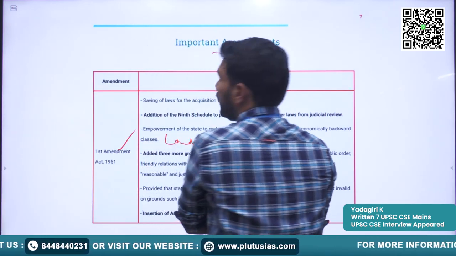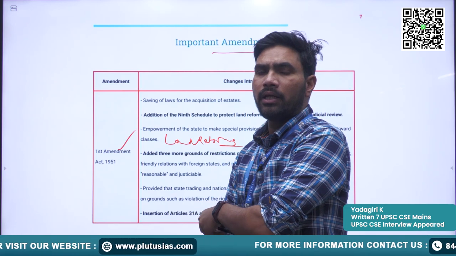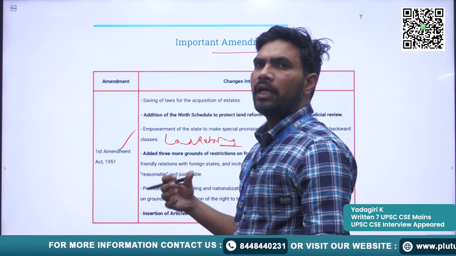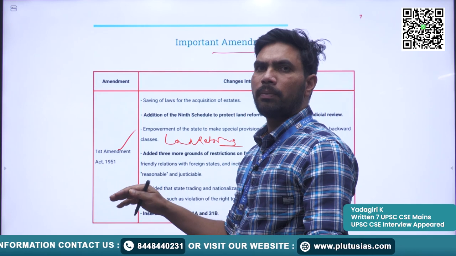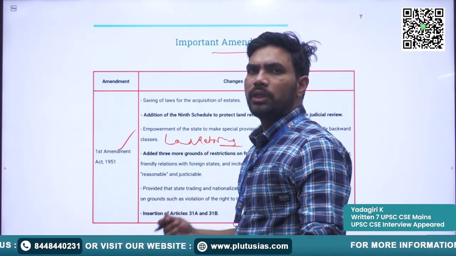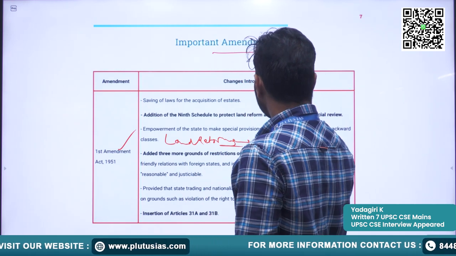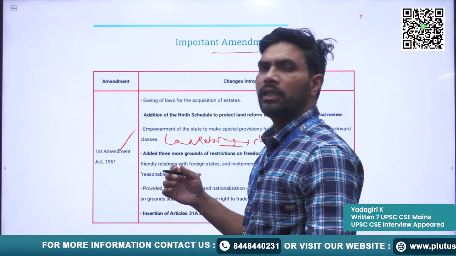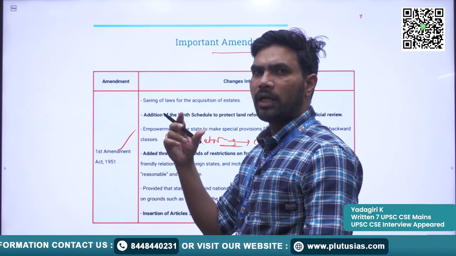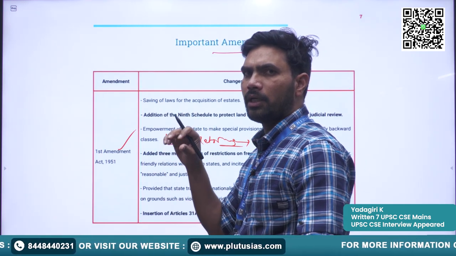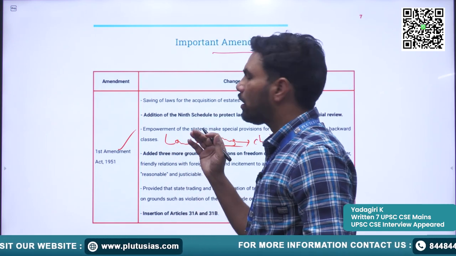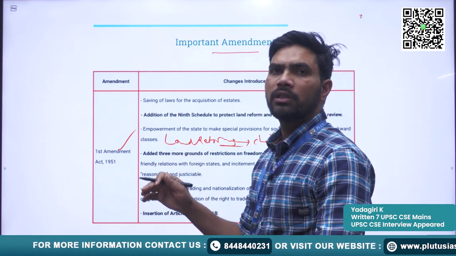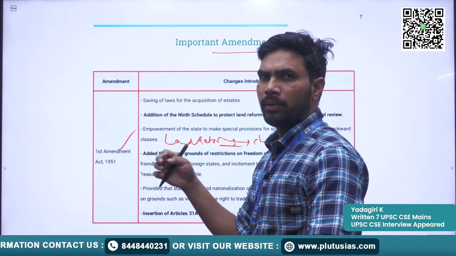So basically, immediately after the independence, the government tried to bring in land reforms. It was acquiring land from the landlords and made efforts to distribute that land to the poor people. So the landlords challenged the acquisition of land by the government, saying that their fundamental rights, like at that time the right to property was incorporated in the fundamental rights. So basically the landlords went to the Supreme Court saying that our fundamental right to property has been violated. So the judiciary was nullifying whatever land reforms were being brought through the government.